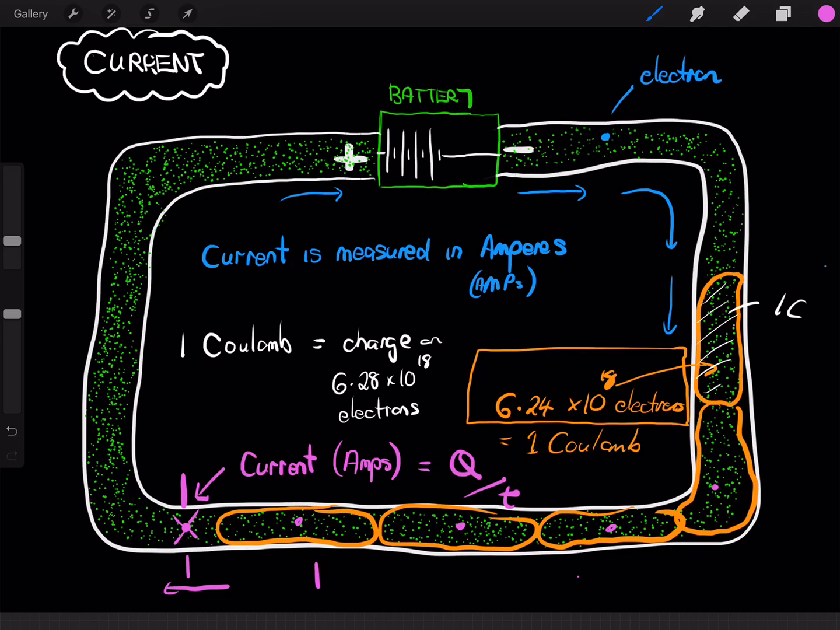So 1 amp is the same as 1 coulomb of charge flowing through our turnstile per second. 2 amps would be 2 coulombs per second, and so on. So the more current that's flowing around a circuit, the more charge is flowing per second. And that's what we mean by a current.